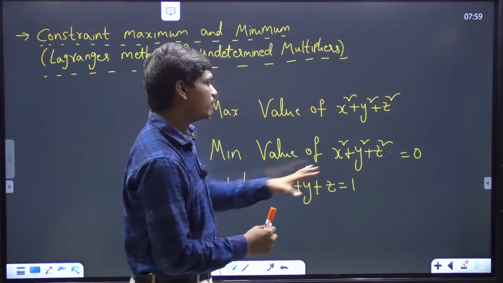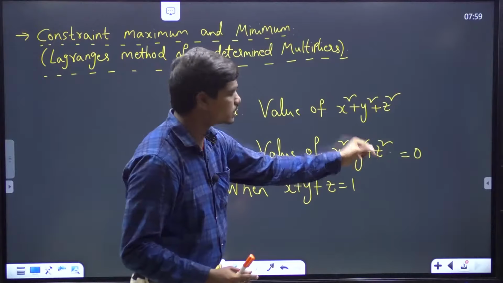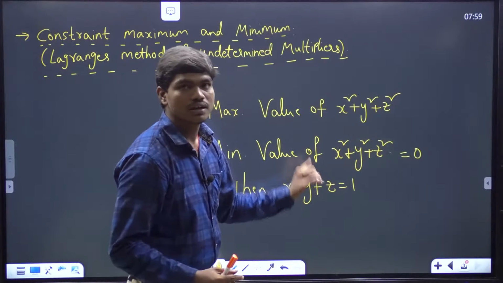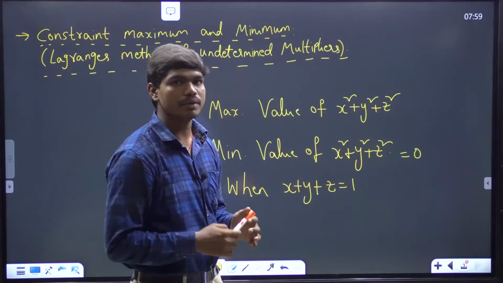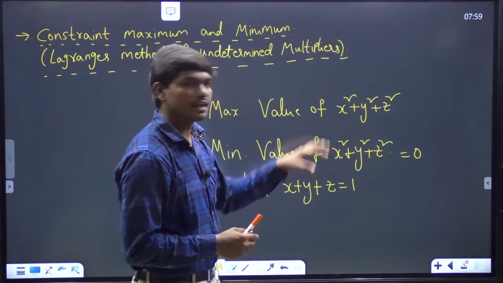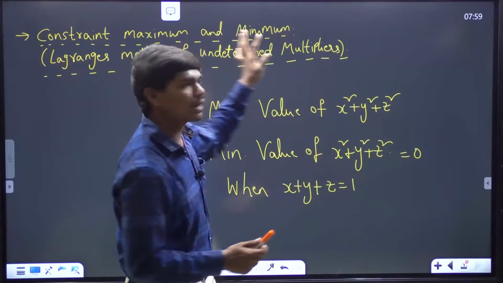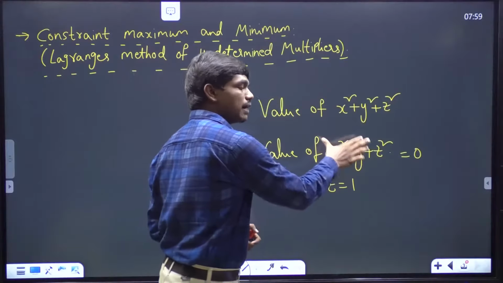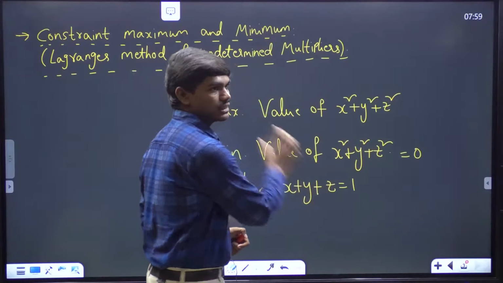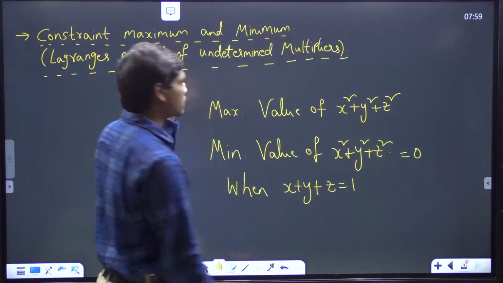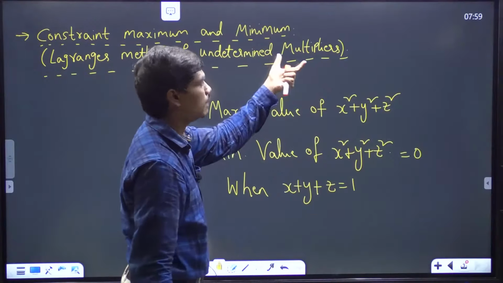So let us see when these functions in which variables are governed by some constraint equations are there, then how to find the maximum and minimum of that particular function. That's why we call it constrained maxima and minima, because this maximum and minimum are governed by these constraint equations. This is also called Lagrange's method. We'll see why this is called the multipliers method.